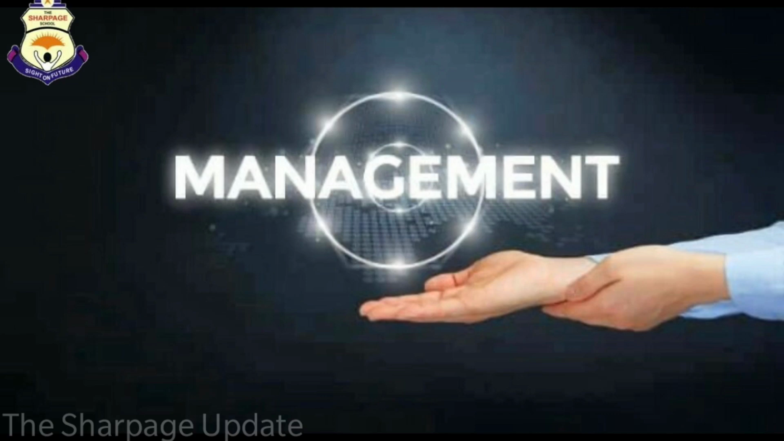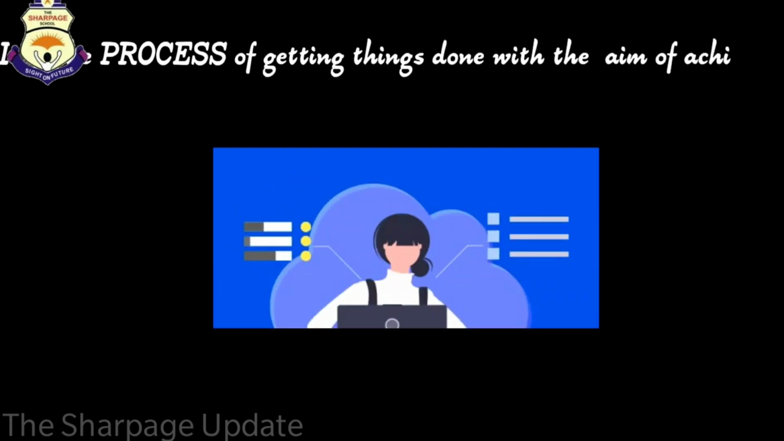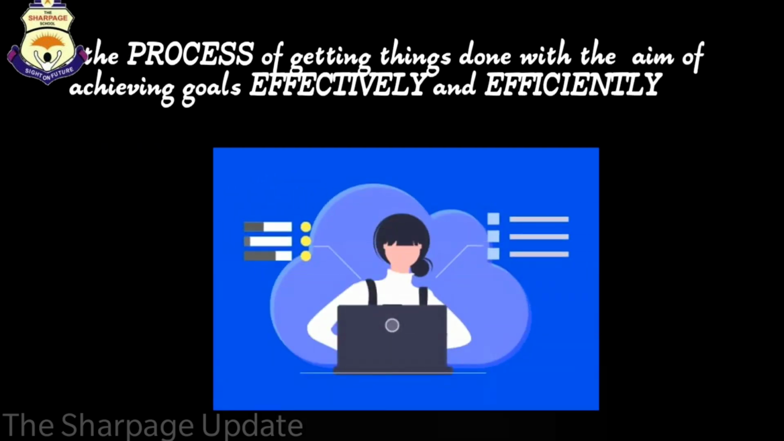It is very difficult to define a vast subject like management in a few words. It is the process of getting things done with the aim of achieving goals effectively and efficiently. As you can see in this definition, three terms are mentioned: process, efficiency and effectiveness. Let's see one by one why these concepts are very important in management.